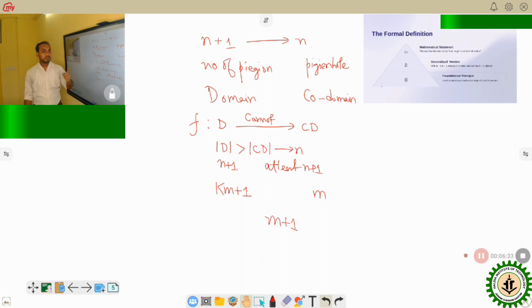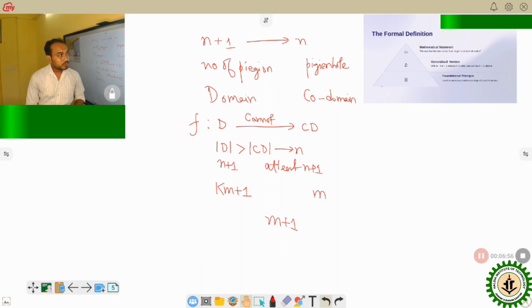So the pigeonhole principle basically states that for the generalized version, if you have km plus 1 objects and they are to be placed in n containers, then at least one of the containers should contain m plus 1 objects among these km plus 1 objects. And this definition is known as the generalized version of the pigeonhole principle.